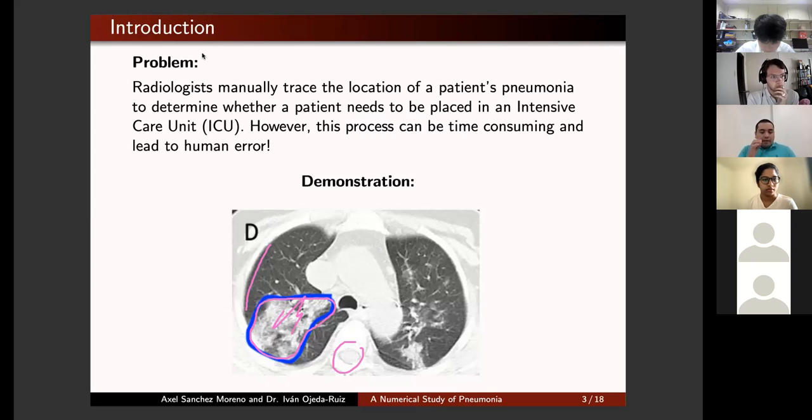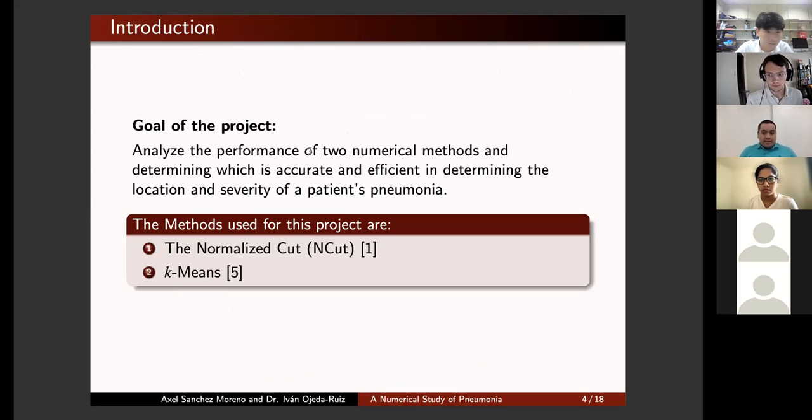The reason I wanted to focus on that is because when it comes to being diagnosed with COVID-19, your lungs will be contaminated with pneumonia. But when it comes to determining whether you need to be placed into an intensive care unit, it really falls on radiologists trying to manually trace over that pneumonia. The problem with that is that it can take time when it comes to being very, very accurate, but it can also lead to human error. So for us, we were interested in trying to improve that using two methods here: in this case, the normalized cut and k-means.